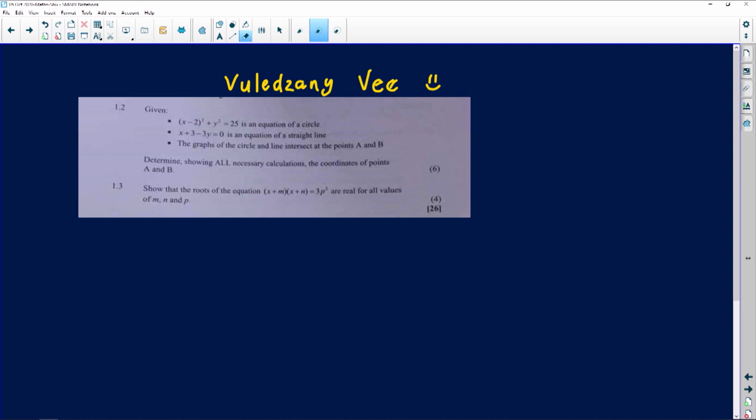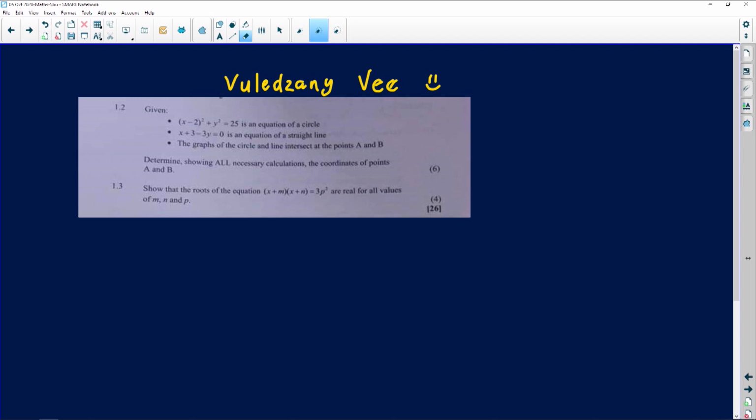It's an awesome question that is based partly on analytical geometry and partly on algebra. So let's see what is going on. It says: given that (x minus 2) squared plus y squared equals 25 is the equation of a circle, and x plus 3 minus 3y equals 0 is the equation of a straight line, the graphs of the circle and the line intersect at points A and B. Determine, showing all calculations, the coordinates of the points A and B.